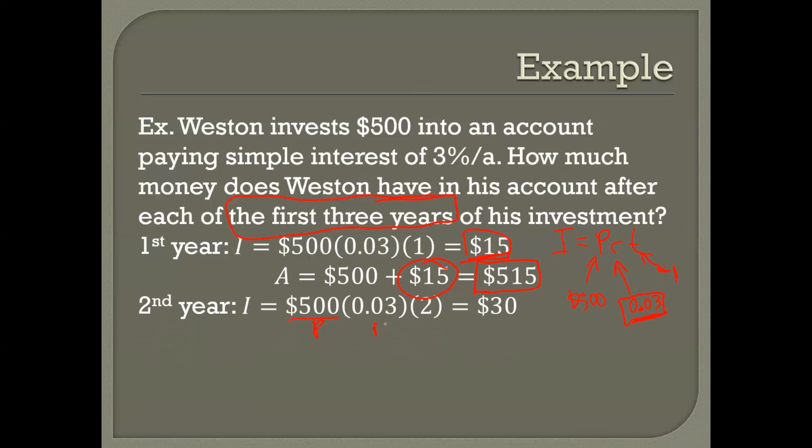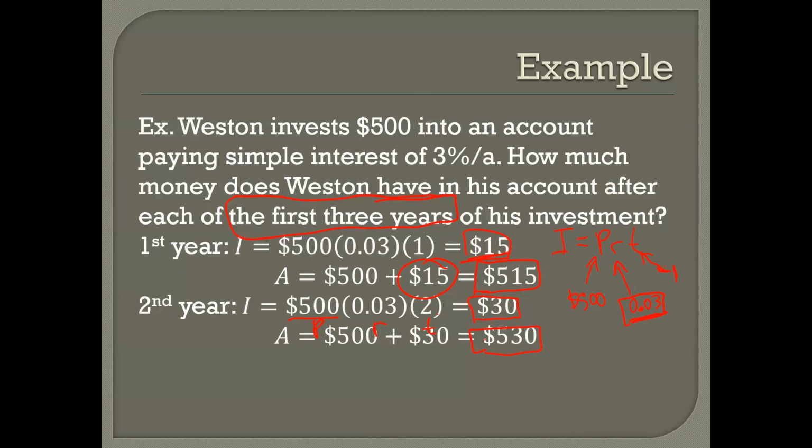We take our rate, which is 0.03, and we take our time, which is 2 years, and we multiply it together. So we have 500 times 0.03 times 2. We multiply together, we end up getting $30. And that means that the total amount that he has is $500 plus $30, which is $530. So at the end of 2 years, he has $530.